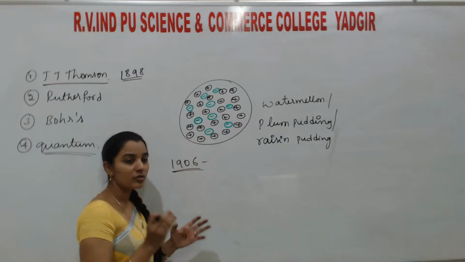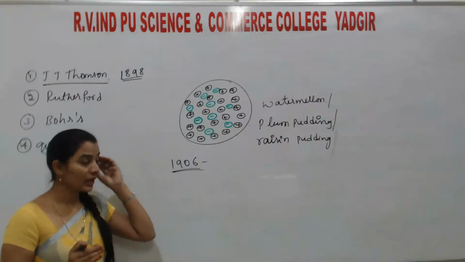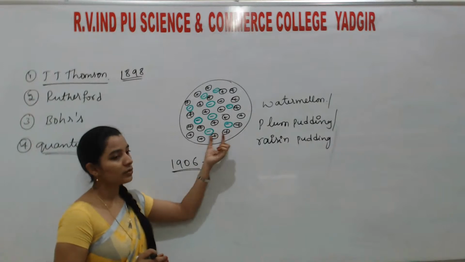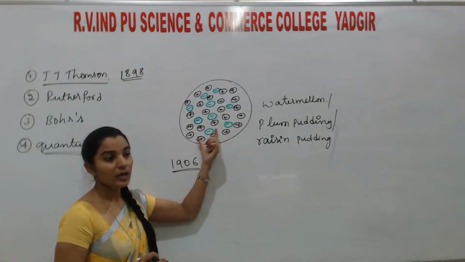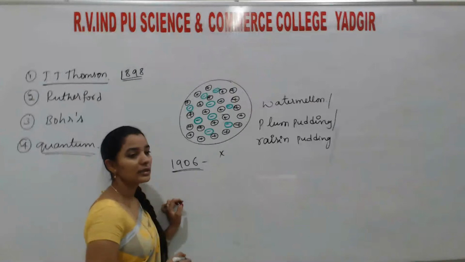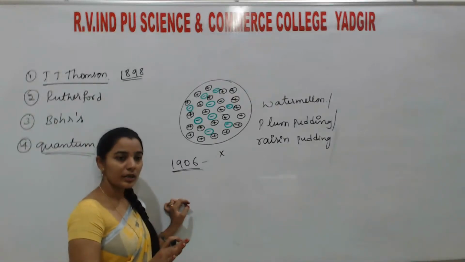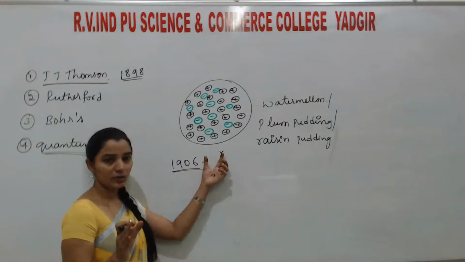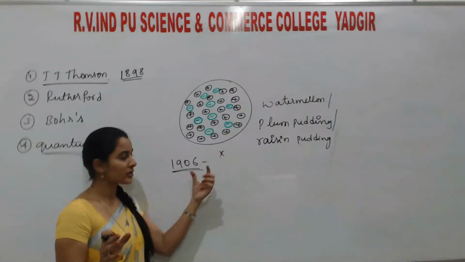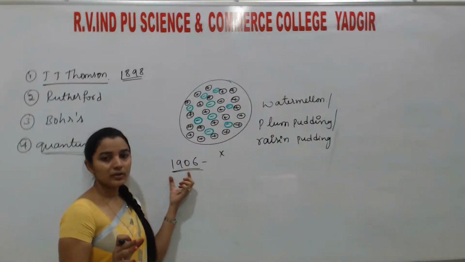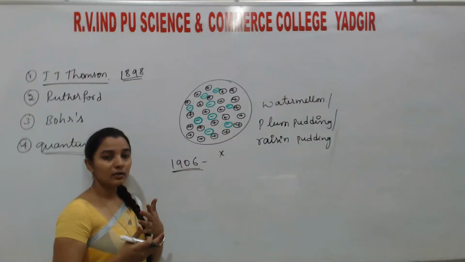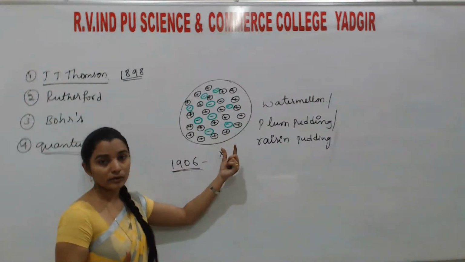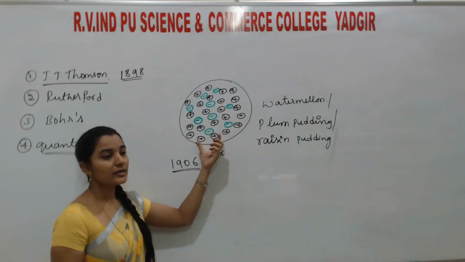Of course, this fails to explain some of the experimental results we cannot get using this type of model. That's why later it is discarded. Initially it was considered because no one had yet discovered the atomic model. He only discovered the electron, and that's why he was awarded the Nobel Prize in the year 1906. But later, after so many experiments, they came to know this atomic model is wrong. Understood? And it is discarded.